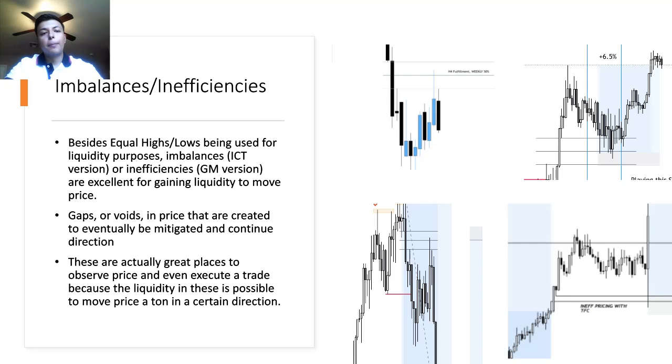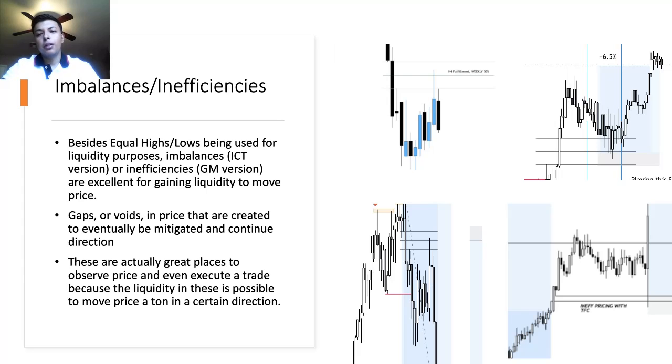I also learned about imbalances and inefficiencies. So besides equal highs, equal lows being used for liquidity purposes, imbalances, which is what ICT calls them, or inefficiencies, which is what GM calls them, Georgia Mortimer, are excellent for gaining liquidity to move price. And basically, inefficiencies are gaps or voids in price that are created to eventually be mitigated and continue the direction of the trend. So these are actually great places to observe price and even execute a trade because the liquidity in these is possible to move price a ton in a certain direction.